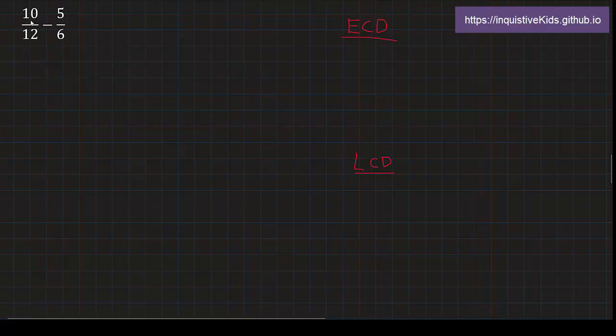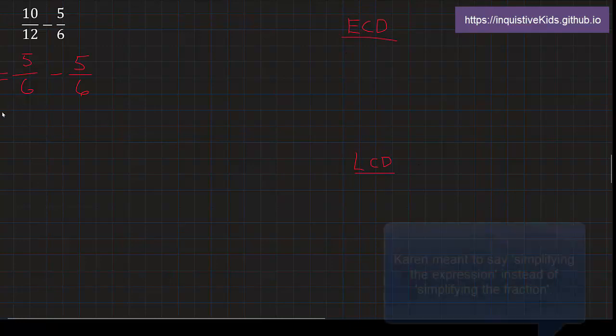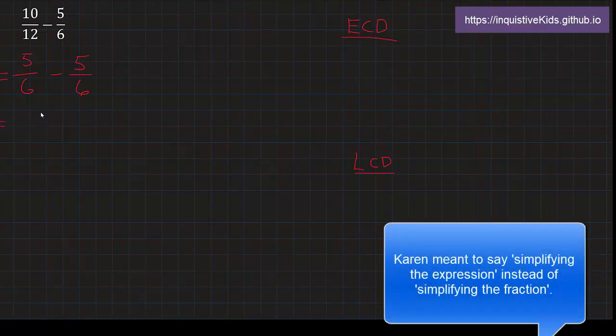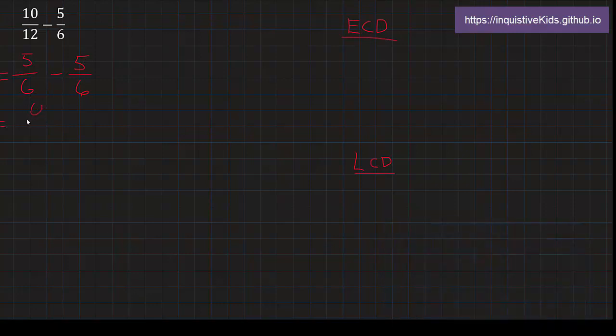Over here, you can notice that 10/12 can be simplified into 5/6. If this is turned into 5/6, we can keep the second 5/6 the same. And there you go. We have 5/6 minus 5/6 without even using any of these procedures. We could just solve it by simplifying the fraction. 5/6 minus 5/6 is equal to 0/6, which is equal to 0.